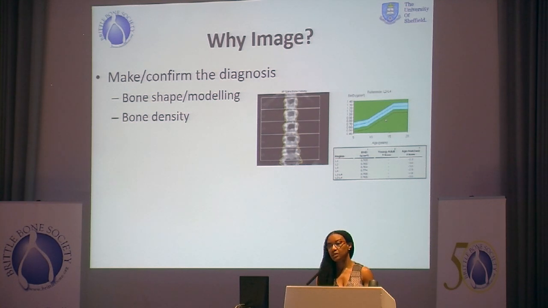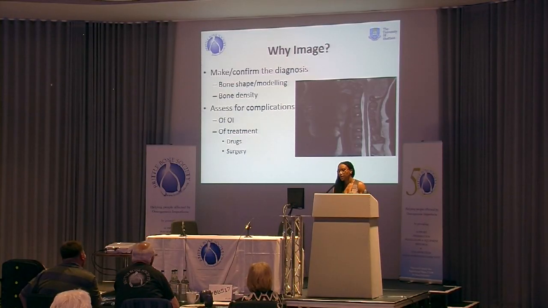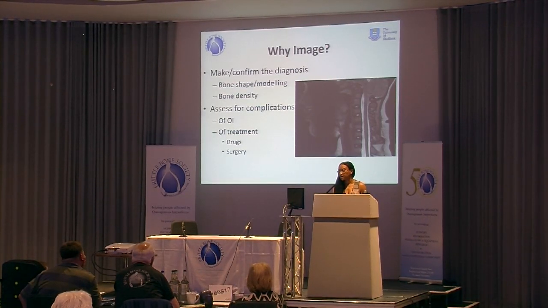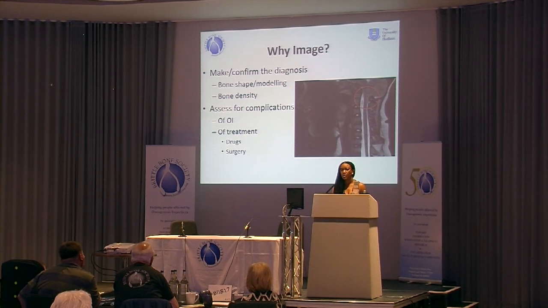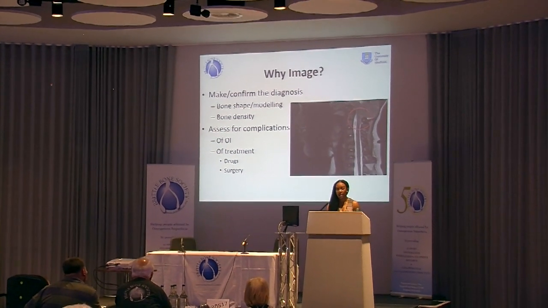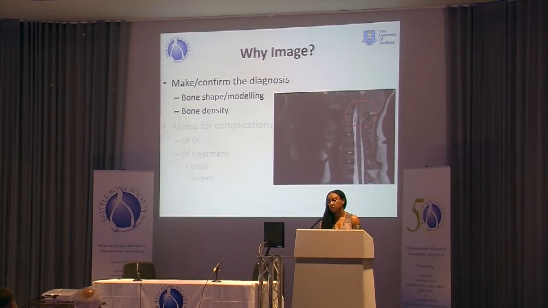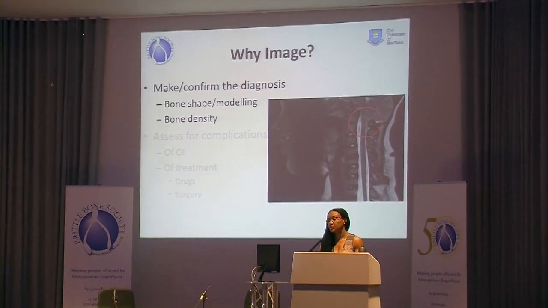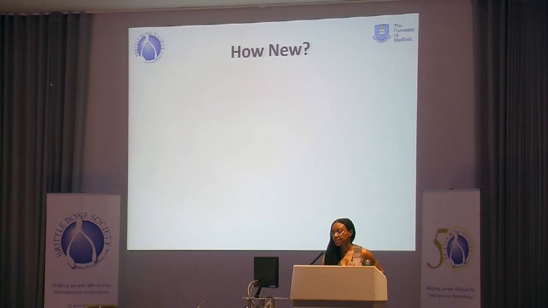We can also look at bone density, and reduced bone density helps us to confirm, not necessarily to make the diagnosis, but to confirm that there is reduction in bone density and perhaps initiate pamidronate treatment. And we also image to look for complications of the OI itself and maybe of treatment. This is a child that's got tightening of the base of the spine and it's compressing the cord because of the softening that happens at the skull base. Today, I'm going to be talking mainly about the research that we do around making the diagnosis, looking at bone shape modeling and bone density.